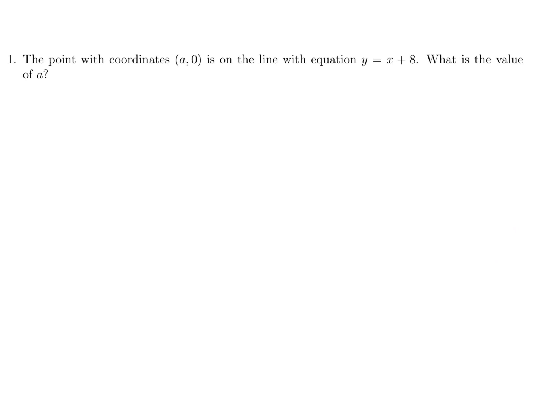The point with coordinates (a, 0) is on the line with the equation y equals x plus 8. What is the value of a? Substitute it in, so that would mean that 0 goes for y and a goes for x. So that means a would be equal to negative 8.